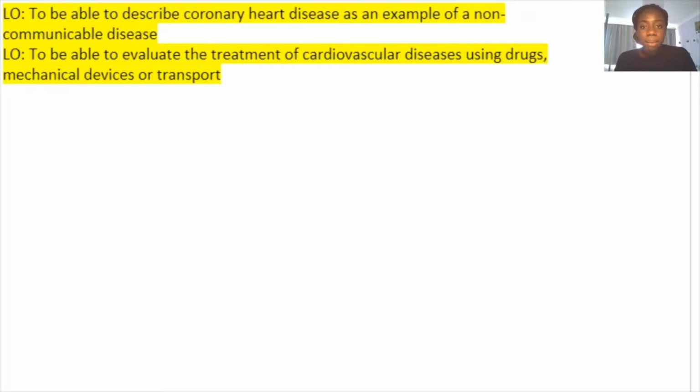These are our learning objectives for this topic. The first one is to be able to describe coronary heart disease as an example of a non-communicable disease. And the second is to be able to evaluate the treatment of cardiovascular diseases using drugs, mechanical devices, or transport. As always, all of the necessary timestamps will be in the description below, so feel free to skip to whatever part you need help with.